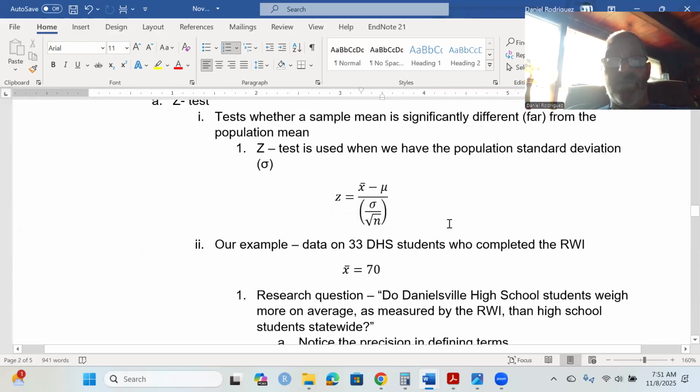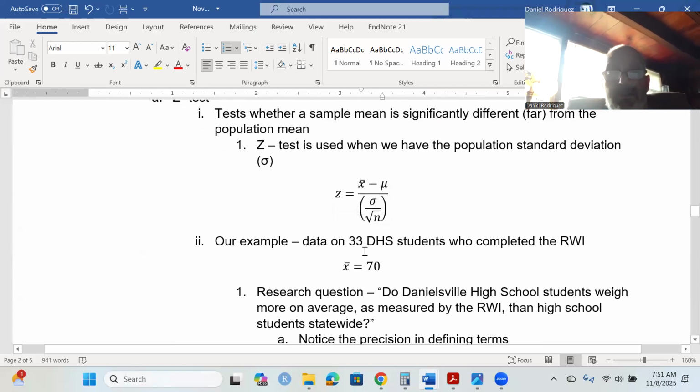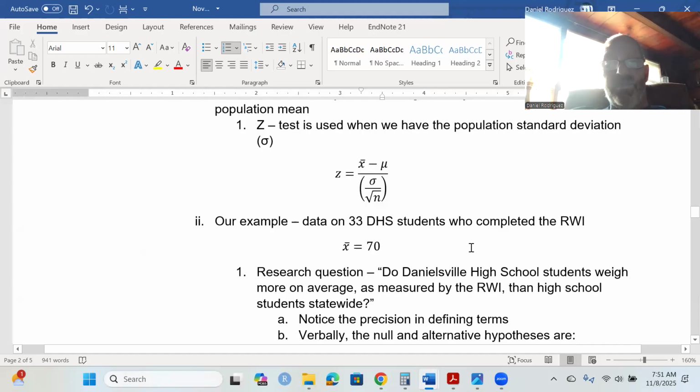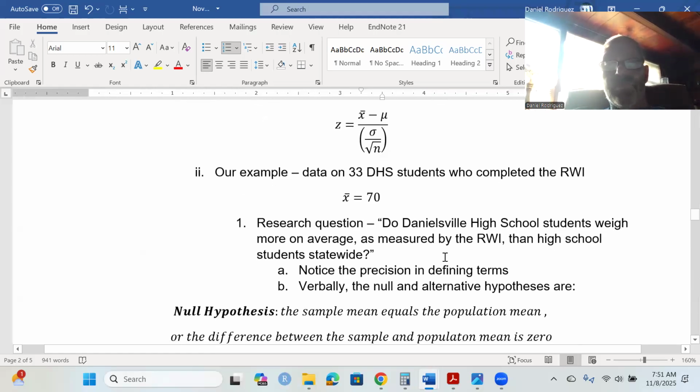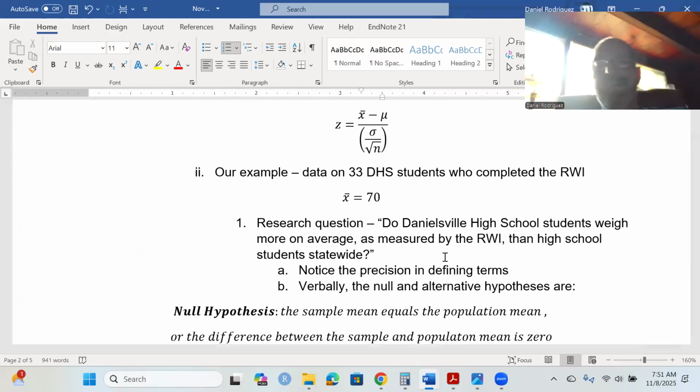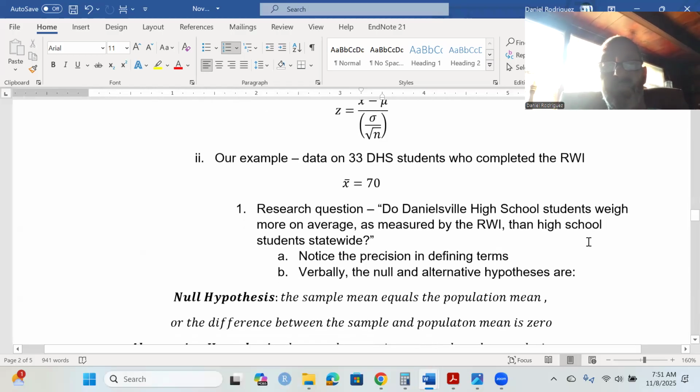So let's look at an example. Our data on 33 DHS students who completed the RWI, the mean was 70. The research question is: do Danielsville High School students weigh more on average, as measured by the RWI, than high school students nationwide? It's a very precise definition. That's why you should do these research questions.